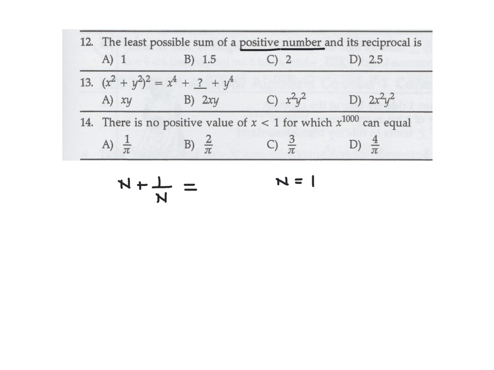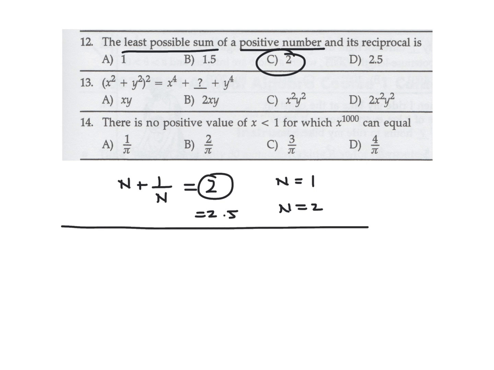So what do we get if we put 1 here? We get 1 plus 1, which is 2. All right, let's keep going. And when n is 2, what do we get? We get 2 plus 1 over 2, which is 2.5. And I think it would just become bigger and bigger. So the least possible sum is this guy here. So that would be number 12, which is C.